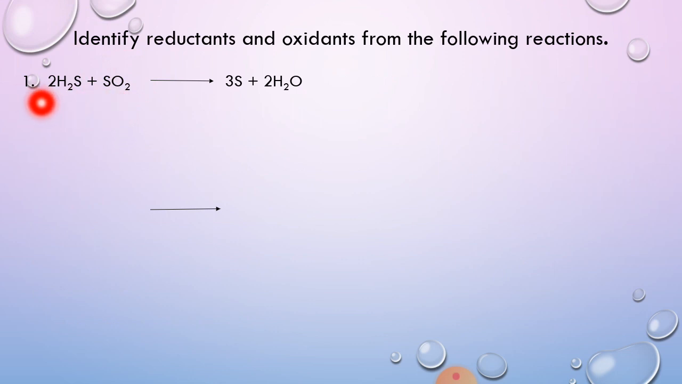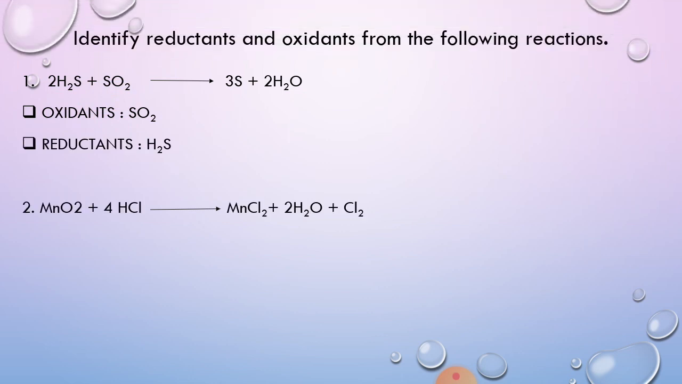And H2 is added to S, forming H2S. Now this compound is called the reductant. Whenever O2 is added to something, that will become the oxidant, and whenever H2 is added to something, that will become the reductant. And you have to look at only the reactant side. So here in the first reaction, the oxidant is SO2, and the reductant is H2S. Now the second reaction is there. Tell me which is the oxidant. O2 is there, so MnO2 is called the oxidant and HCl is called the reductant.